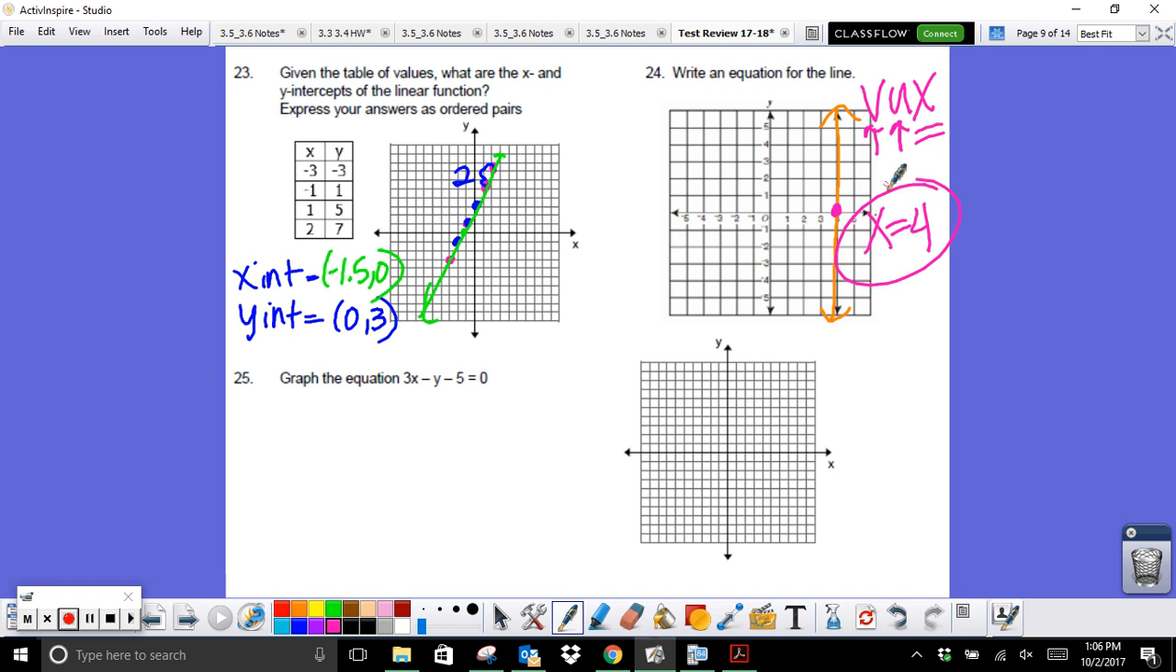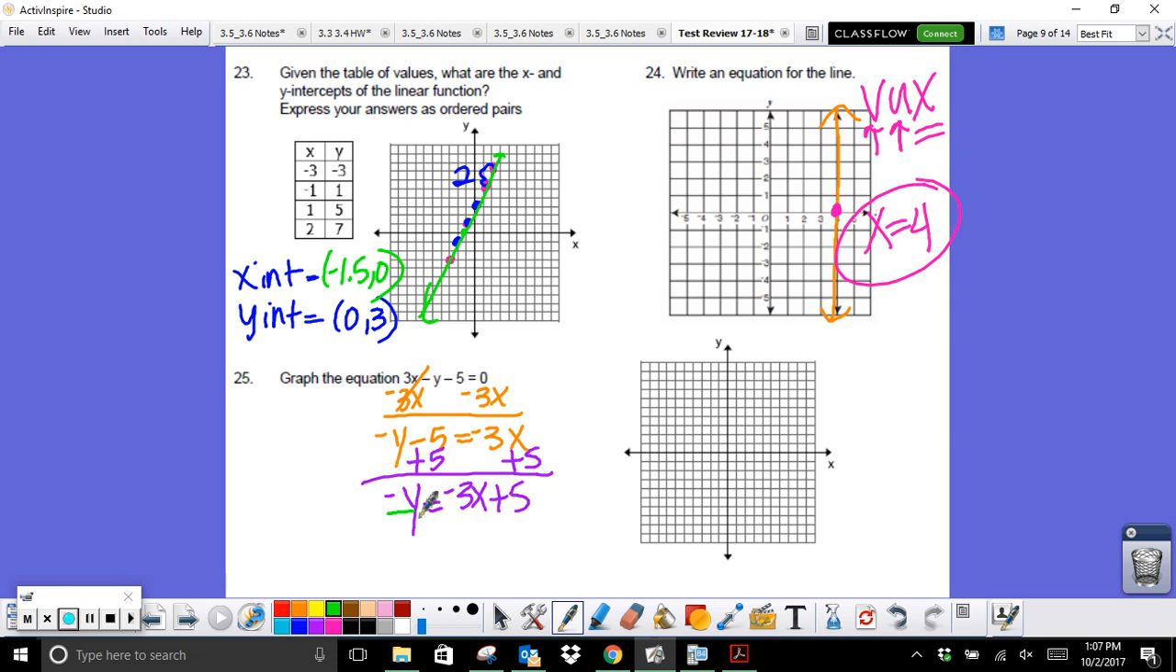25, graph the equation. A couple of different ways we could do this. Because we know how to find x and y intercepts, we could do that. Or we can get this into y equals mx plus b. So that's what I'm going to do. I'm going to subtract 3x and move it over. Okay, and then I also need to move my 5 over. So I have negative y equals negative 3x plus 5.